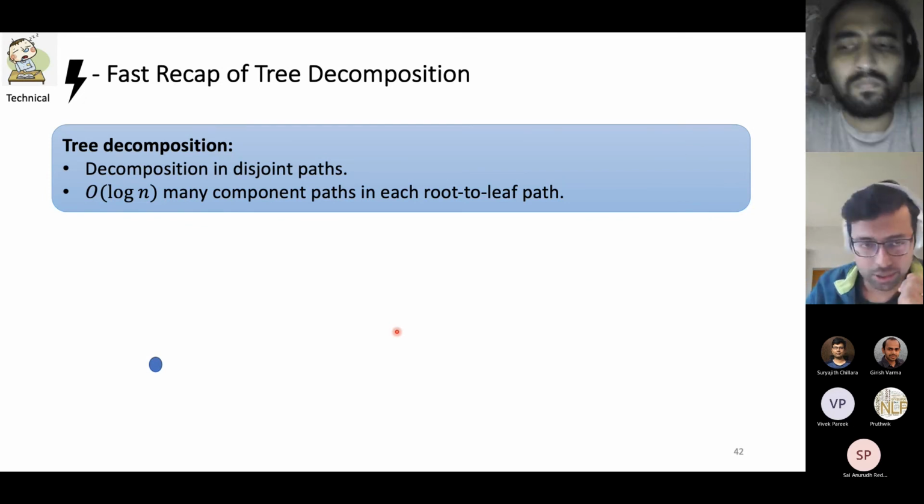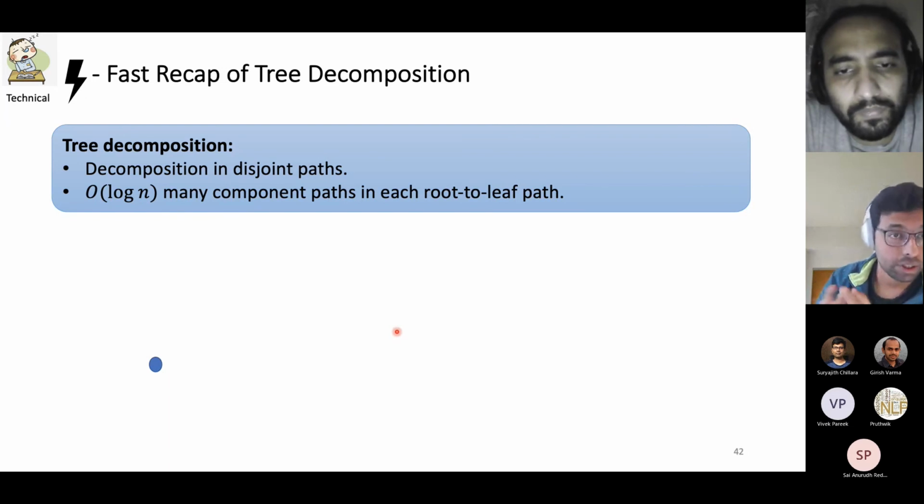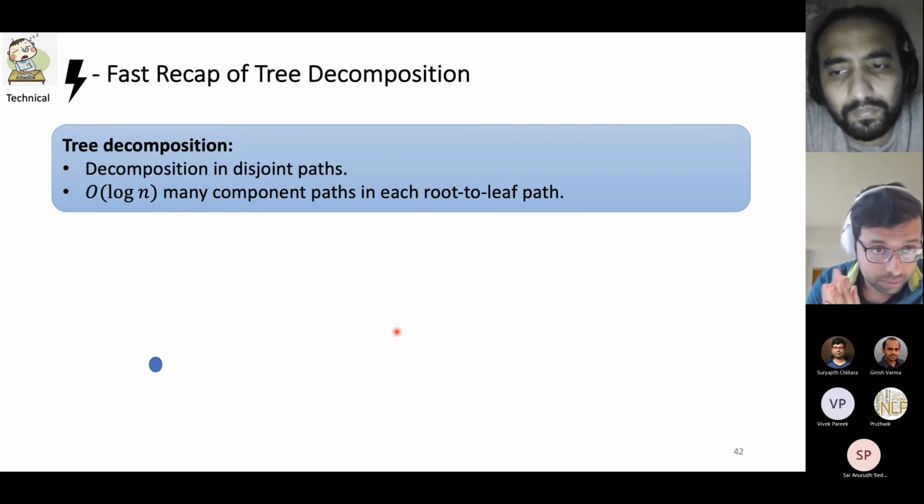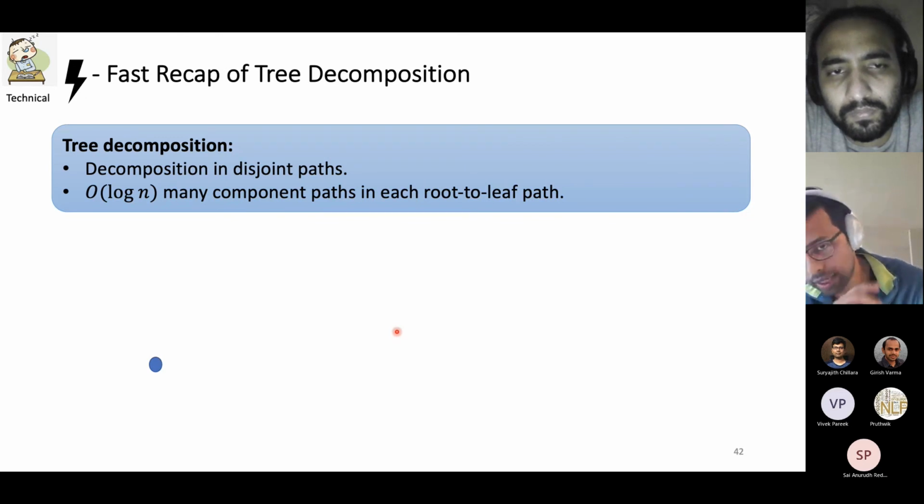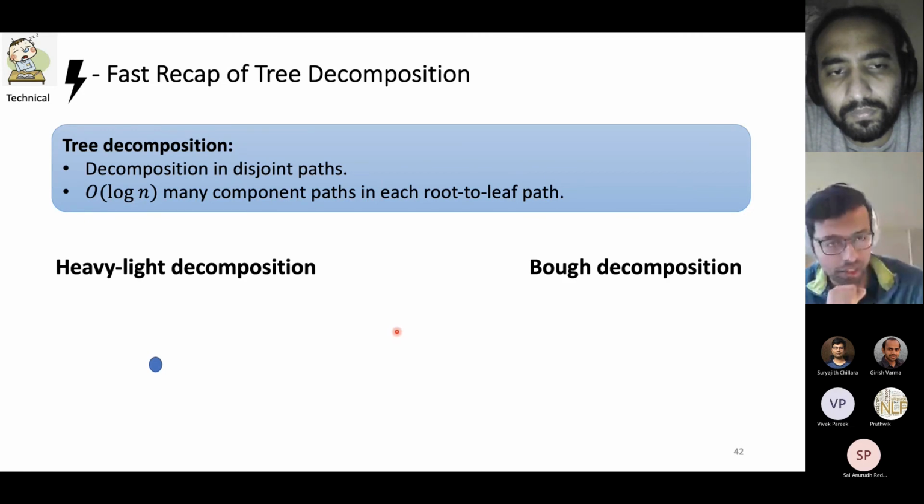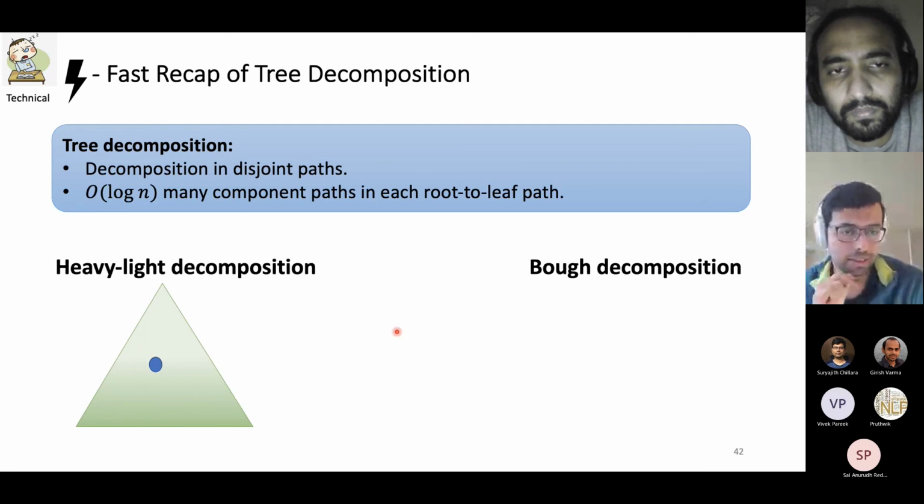As I said, a tree decomposition is a decomposition of the tree into disjoint paths, with the property that every root to leaf path is going to have at most log n many component paths. How do you do this tree decomposition? There are two ways that I know of that I can present today, and one is called heavy light decomposition, and this is very simple.